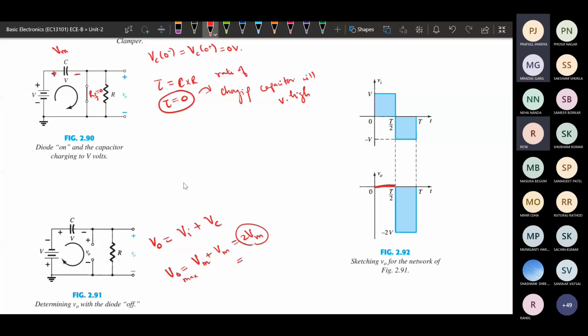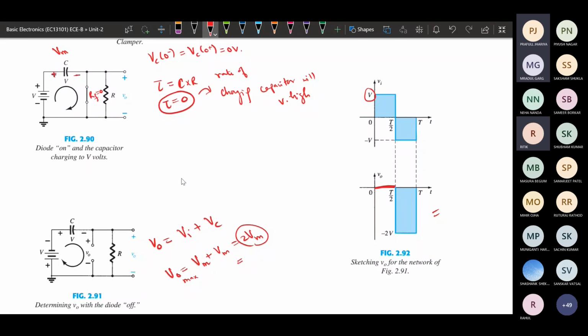In the next negative half, as we are applying the negative half, the diode will be open circuit, but at the output we will be getting the input voltage in the reverse bias case. So this is minus Vm along with the voltage that has been charged by the capacitor. So the output voltage in the reverse case will be minus 2 Vm. This will be the output waveform in the case of the clamper.